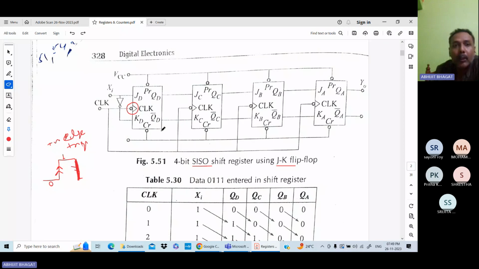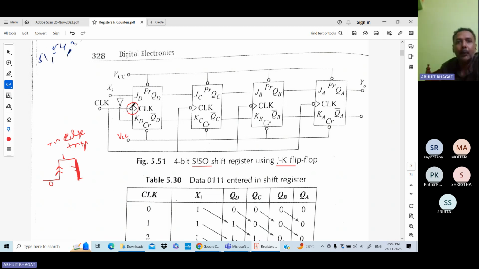Okay, for the normal operation, meaning you supply the input and you get the output, at that time the preset and clear will be set at 1 1. So for normal operation the preset is connected to VCC, meaning 1, and the clear is also connected to VCC, meaning 1. Okay, clear?